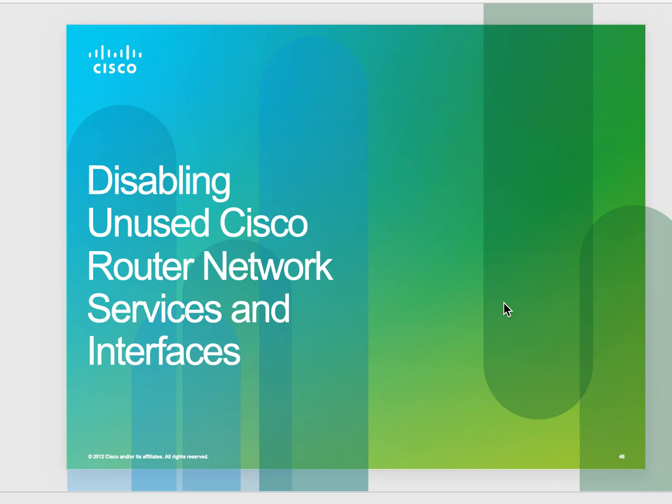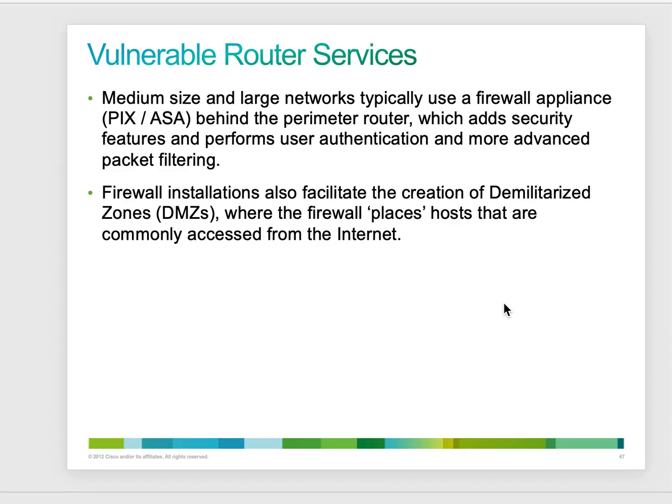Okay, so now we have another subsection, disabling unused Cisco router network services and interfaces. Remember we mentioned at the beginning that any Cisco router functionality that you're not using at the moment, you have to disable to prevent unauthorized users from attacking or accessing your system. Medium-size and even large networks typically use firewall appliances like the PIX and the ASA behind the perimeter router.